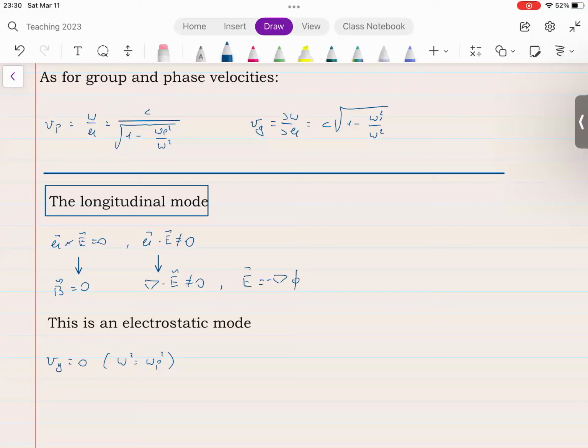That's only true if we keep neglecting the thermal motion of the particles. I don't know at this point how far we're going to get into that, but if we include thermal motion of the particles, we'll see that the group velocity of this wave is not 0 anymore.